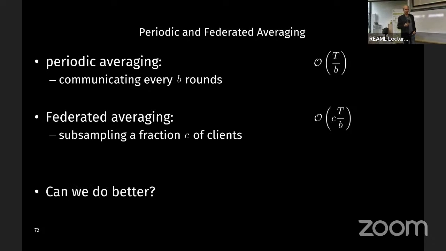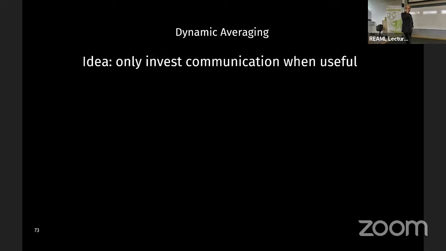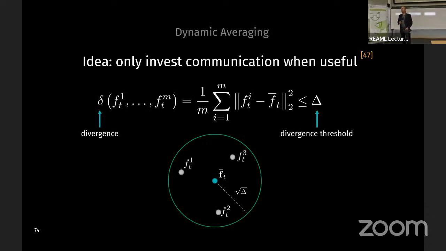The question we had at some point is, can we do a little better? And the idea is that it would be best if we only invest communication when it's useful. So the trick we had, and I just want to divert a little bit into it, is that we say, if models are very, very close by, then averaging basically doesn't change much. So it's a rather useless communication. Whereas when they are very far away, then it might make sense to synchronize, to average them. So we only want to communicate when the divergence or the variance of models is larger than a user-given threshold.